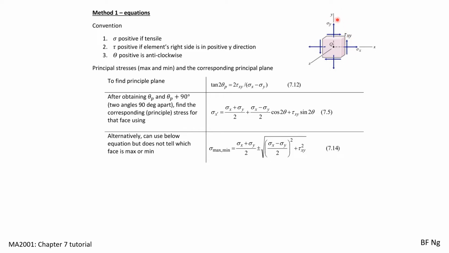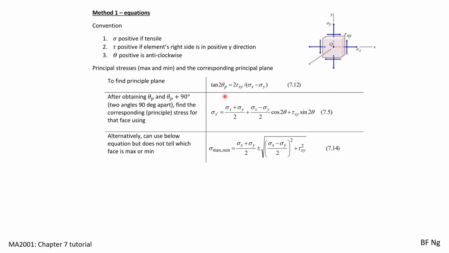If the normal stress is compressive on the surface, we will set sigma to be negative in the equations. If shear stress on the right-hand side of the element points down, we will put a negative sign for the equations. If the signs are wrong, the results from the equations will be wrong, and it is very important that you stick to this convention when using equations.